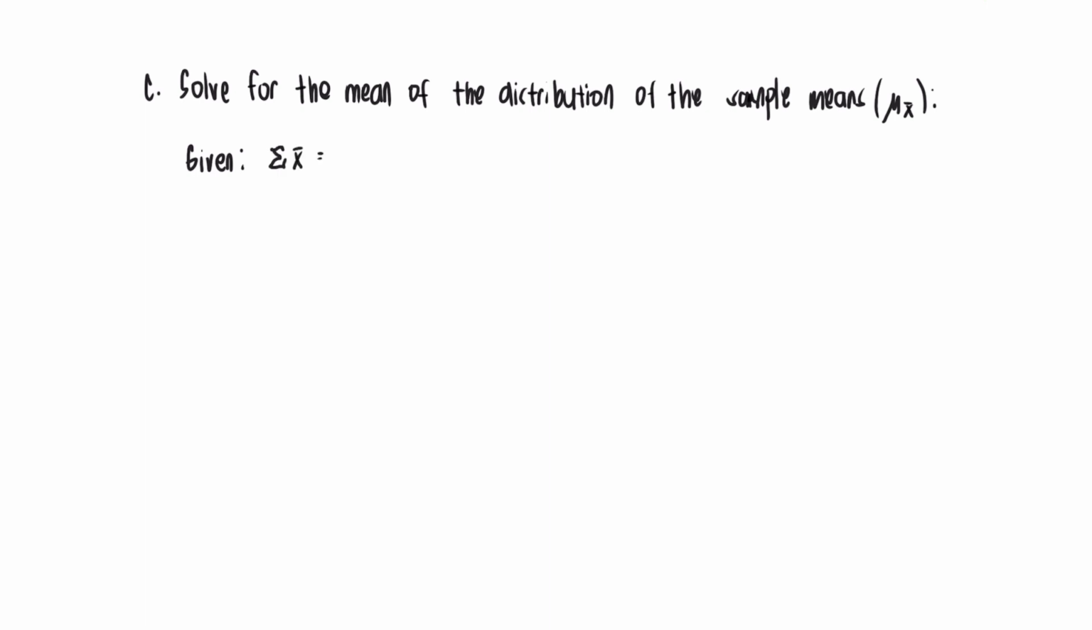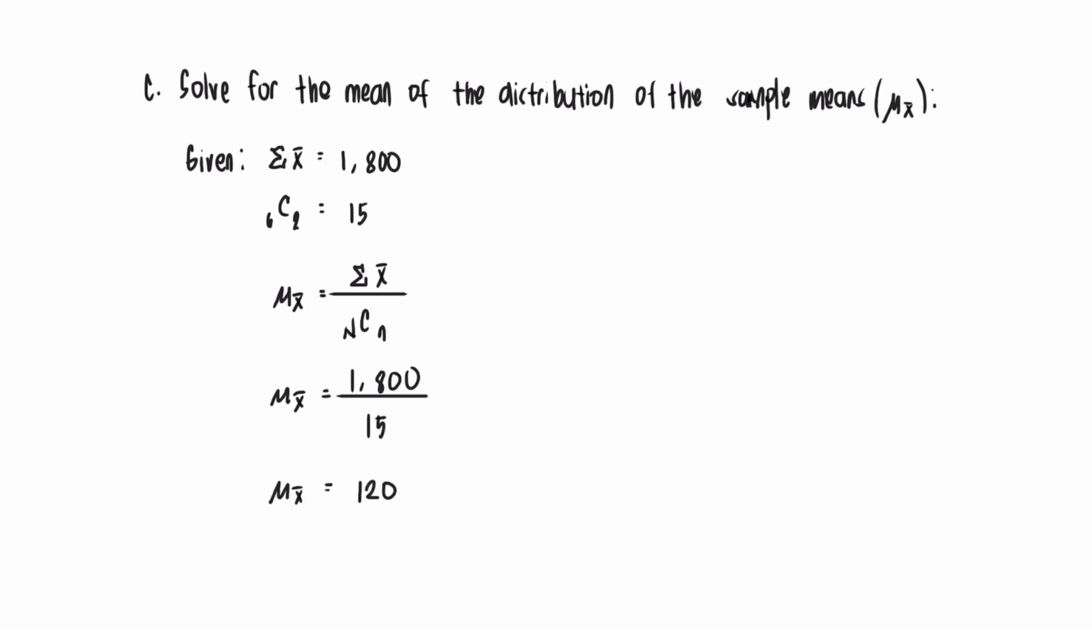Now we are going to use the formula for the mean, which is the summation of the sample means over the number of samples in the sampling distribution of the sample means for a sample size of 2, which is equal to 15. Now we are going to use substitution. It will be 1,800 over 15. It is equal to 120. So the mean of the distribution of the sample means is equal to 120.